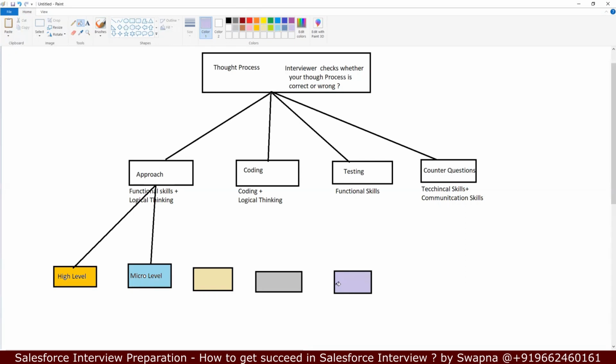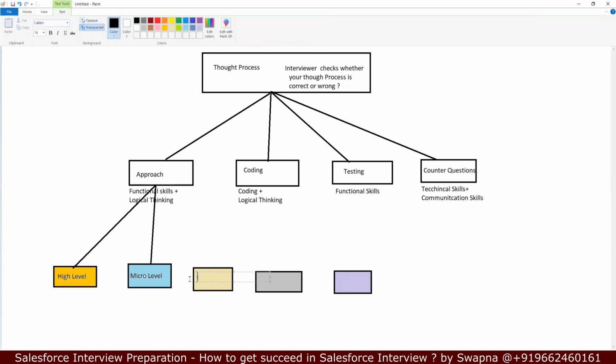Put down whatever questions come to your mind at the micro level, and get those micro level questions or business requirements clarified. And the next one we have is the flow diagram. Draw the flow.